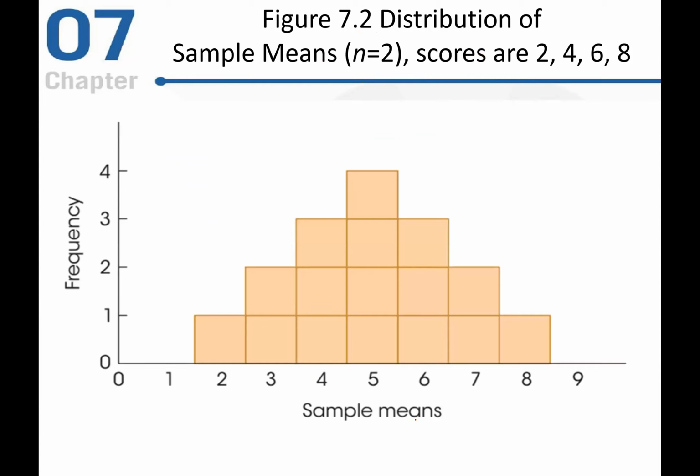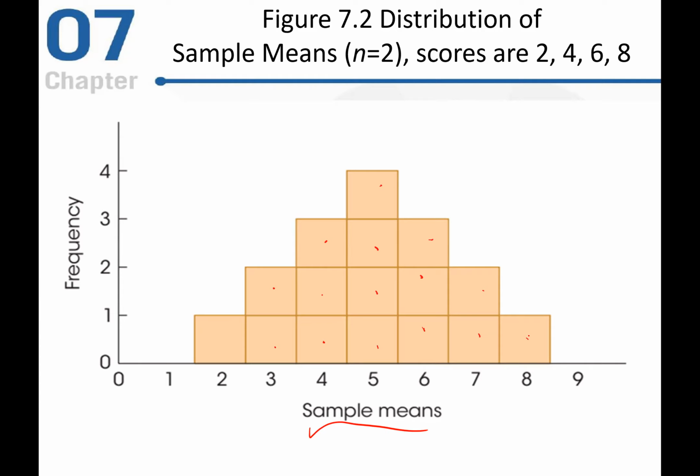So here is the distribution of those sample means that we were just working with. We had 16 of them, and our population of scores were 2, 4, 6, and 8. So these are the sample means. There was 1 sample mean of 2, there were 2 sample means of 3, there were 3 sample means of 4, there were 4 sample means of 5, there were 3 sample means of 6, 2 sample means of 7, and one sample mean of 8.